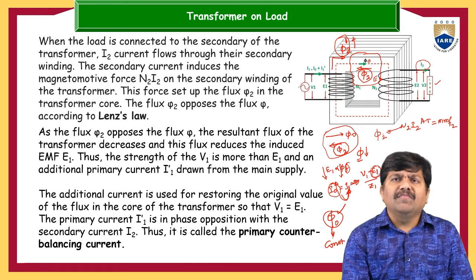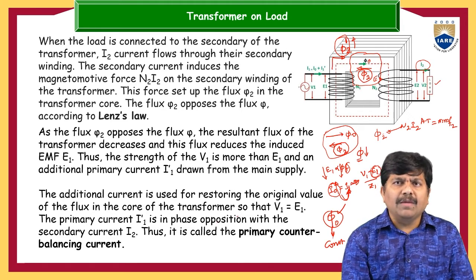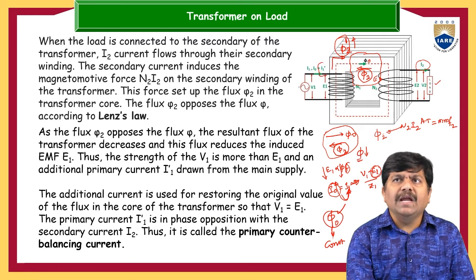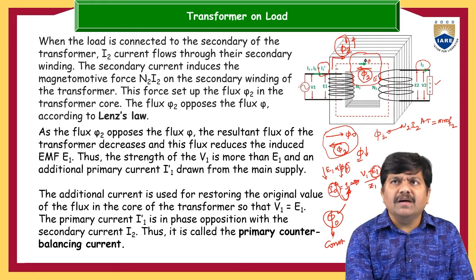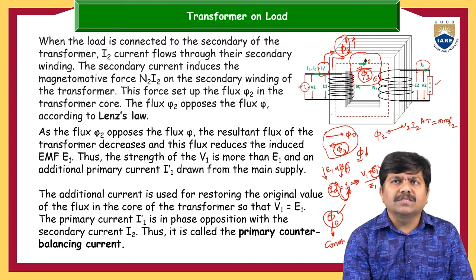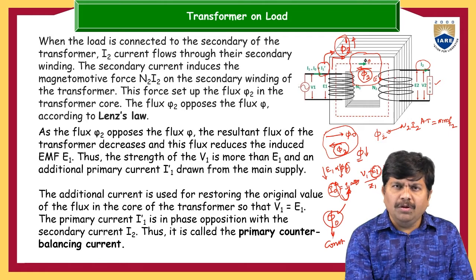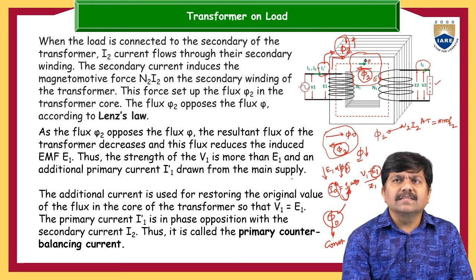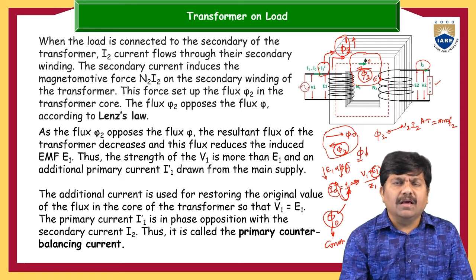So finally there will be a primary counterbalancing current, that is nothing but the I2 dash, which will be established. This I2 dash is because of the weakening of the magnetic flux. So finally I1 is the vector sum of I0 and I2 dash. Now proportional to this I2 dash, there will be a flux, that is the pi 2 dash. Now it is very clear that I2 dash is because of the load existing in the secondary. So that is the reason this is called the primary counterbalancing current.